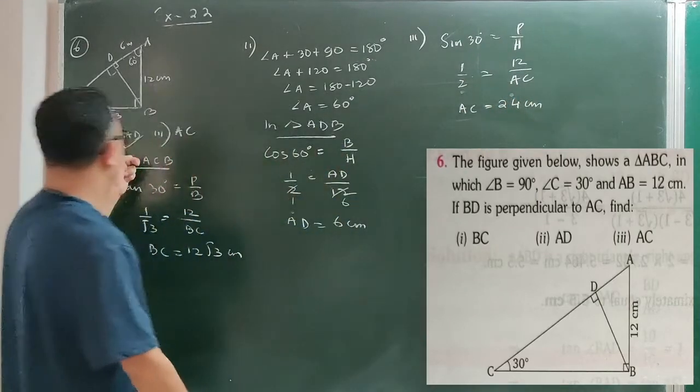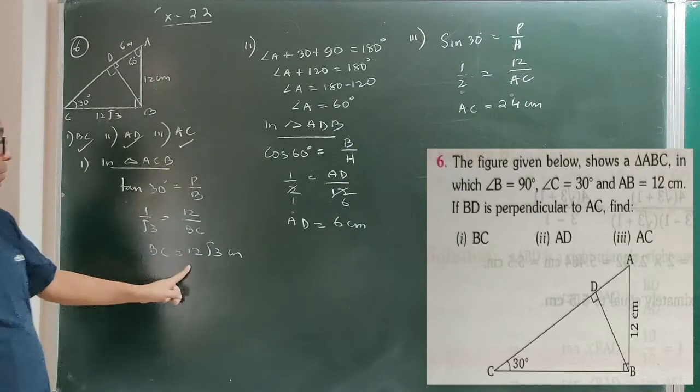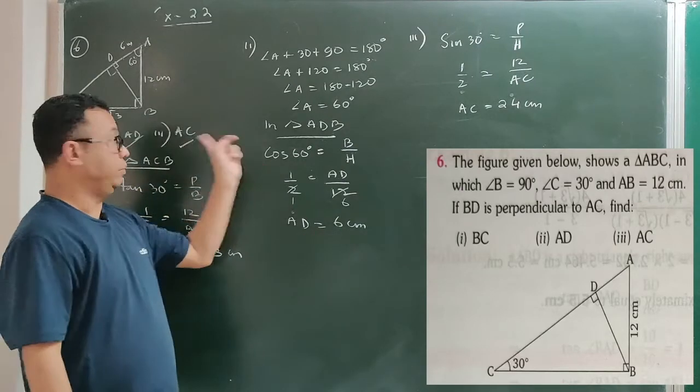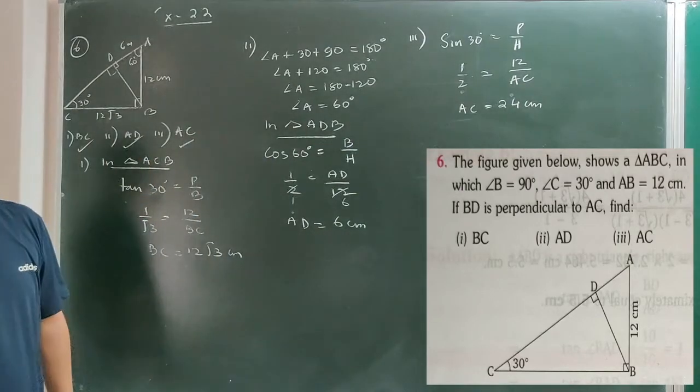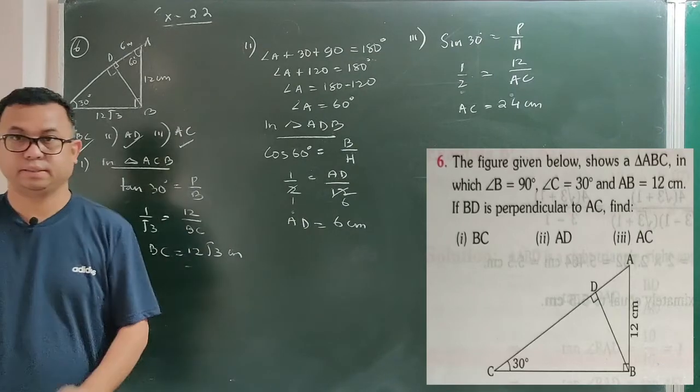There, one by one we found the value of all. We found BC, we found AD and we also found AC. This is your question number 6.